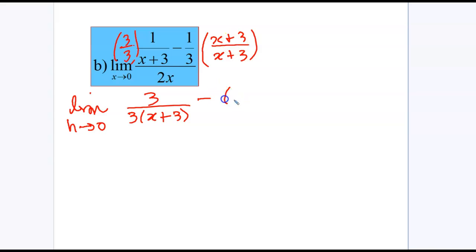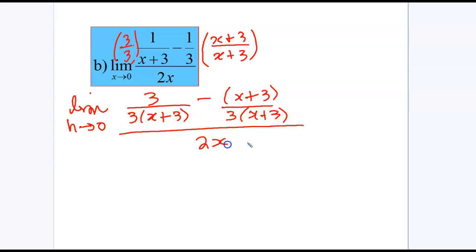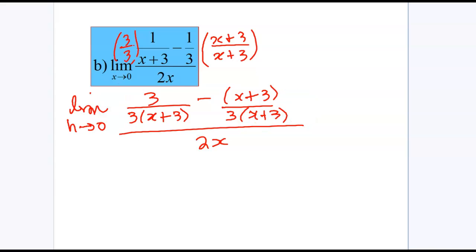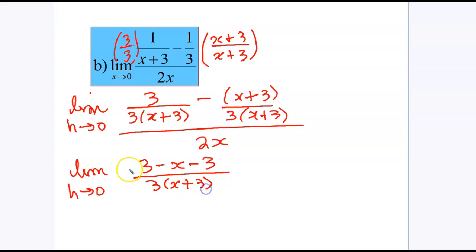Minus 1 times x plus 3 is x plus 3. And again, make sure you put brackets because this negative sign has to distribute to both terms. And there I have 3 times x plus 3. And this is still all divided by 2x. Now I can combine these two terms because I have a common denominator. So this is going to be the limit as h approaches 0. So I'm going to have 3. If I distribute, that's going to be minus x minus 3 over 3 times x plus 3. And this is still all divided by 2x.